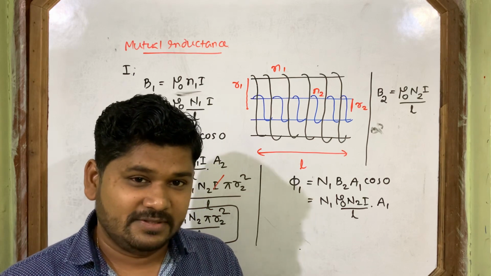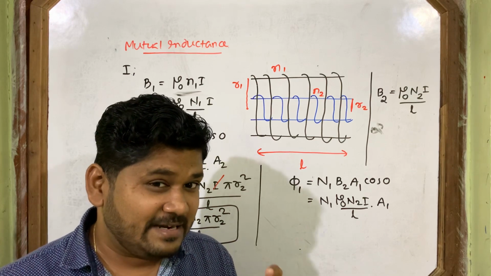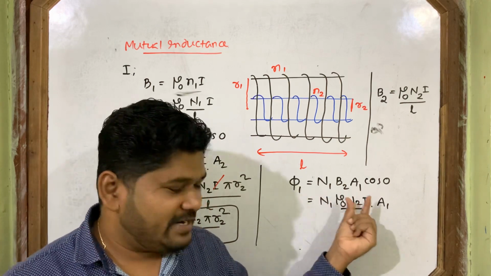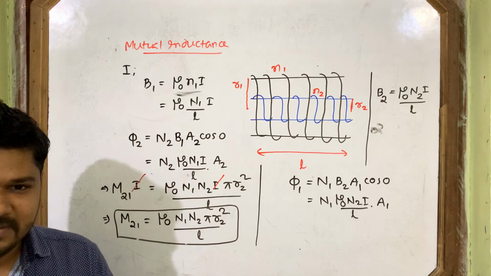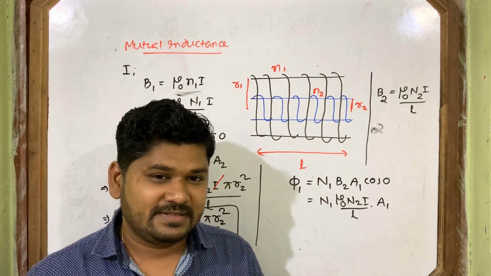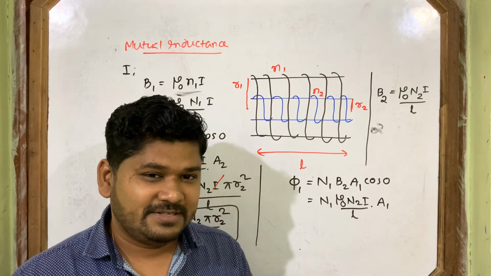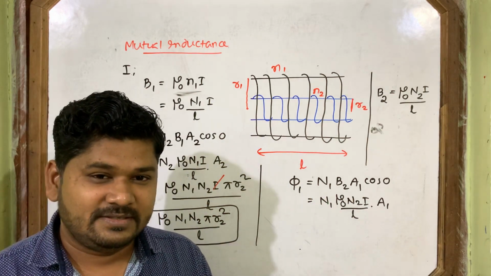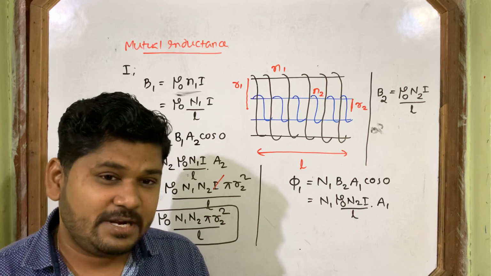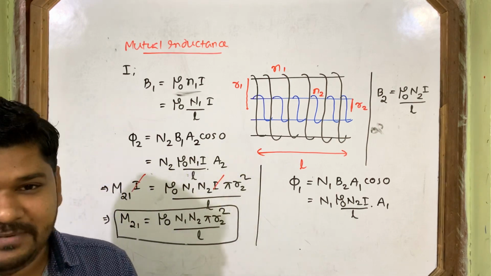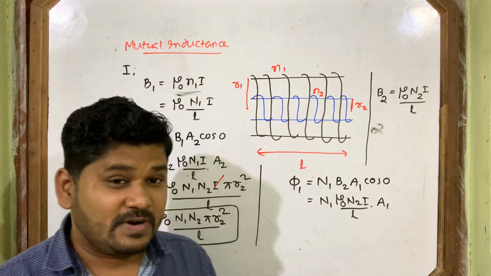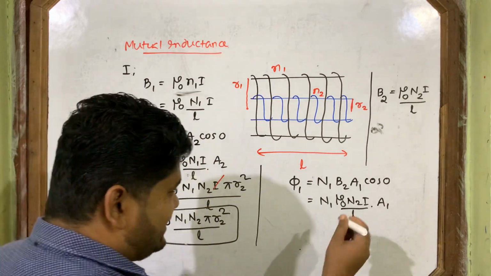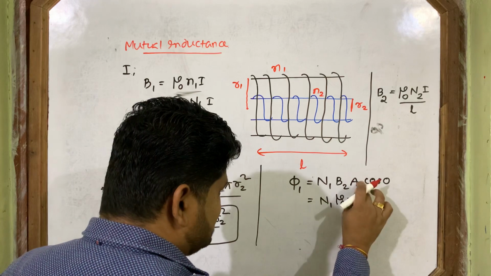I have done one biggest mistake here. Can you detect what biggest mistake I have done here? Can you find? See yourself. You pause the video and see where I have done the mistake. You find the answer. After that you play the video. So your creativity will increase. What mistake I have done? So this A1, it will not be A1, this will be A2.